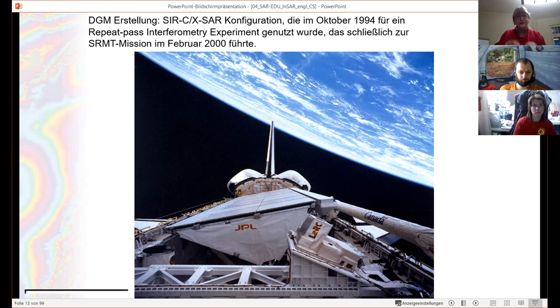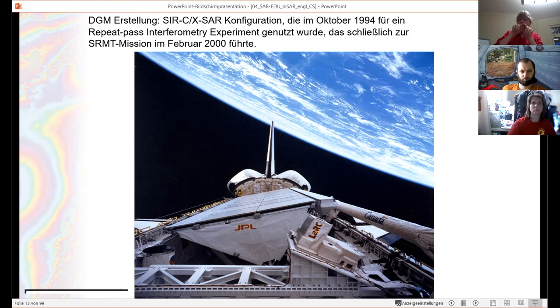So for the last 3 days, the astronauts, the pilots, there are always two pilots in a team of six astronauts, had to fly the shuttle very exactly so that the baseline is optimal in a repeat pass fashion, with only one shuttle. So we had day one and day two as the first repeat pass, and day three as the second repeat pass.